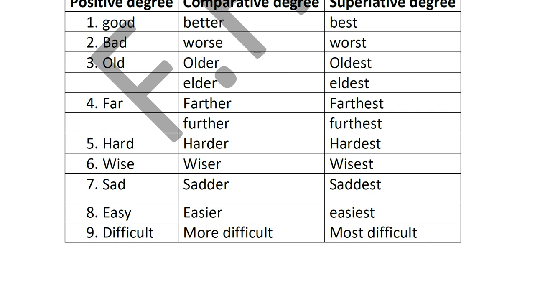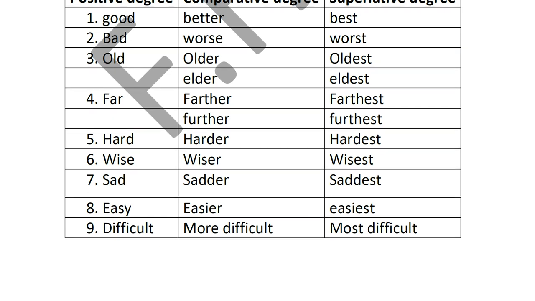Easy, easier, easiest. Now this is one rule you should remember. Generally when the positive degree word ends with Y, you will remove the Y and add I in the comparative and the superlative degree. Like easy, easier, easiest. Happy, for example. Happy, remove the Y. Happier, H-A-P-P-I-E-R and H-A-P-P-I-E-S-T. Okay, so wherever the words end with Y, you will remove Y and add I. Okay, difficult, more difficult, most difficult.